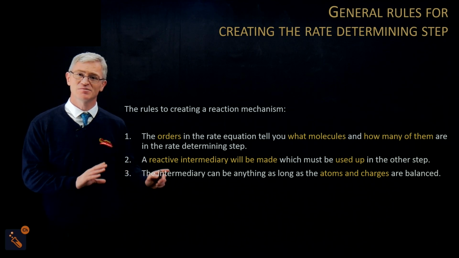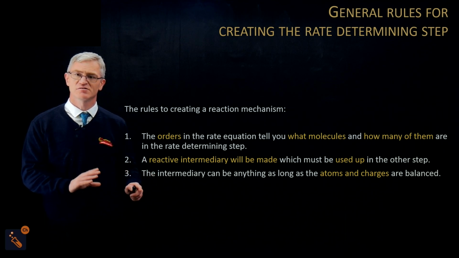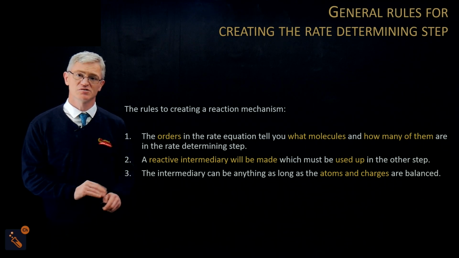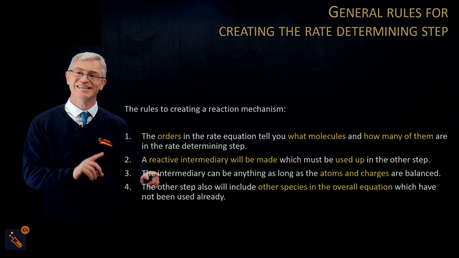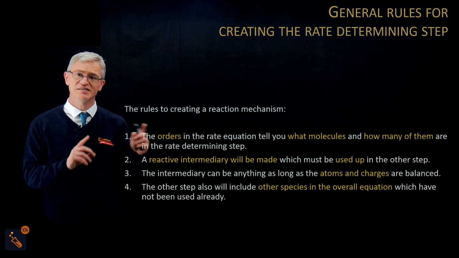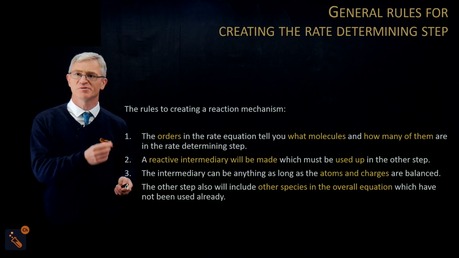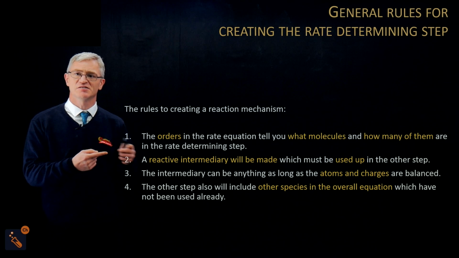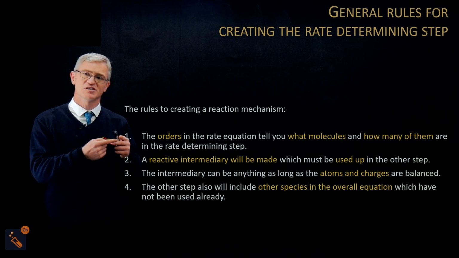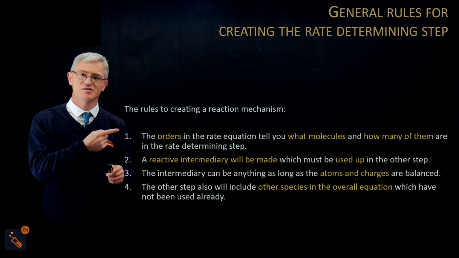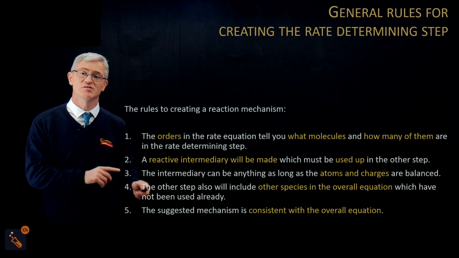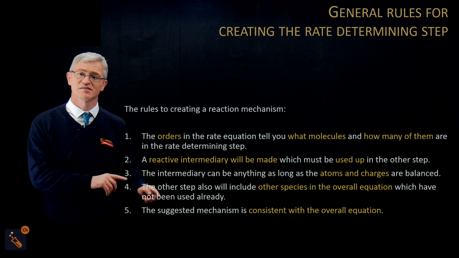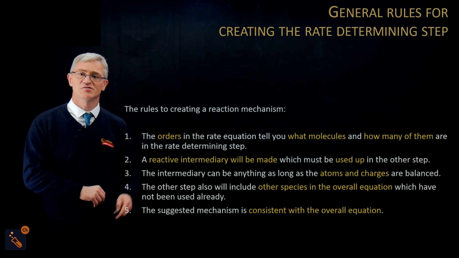Now, the atoms and the charges must be balanced. And we'll talk about another example where you use charges in a minute. The other step will also include the other species in the overall equation. Okay, so they're in the overall equation, which have not been used already. So basically, if you're doing step 1, you've taken out your rate determining step molecules, well then you have to put the other molecules usually in step 2. The mechanism is consistent with the overall equation. So that's the last check you should do on any of these, is check that the mechanism cancels and everything cancels down, leaving you behind what is in the overall mechanism.